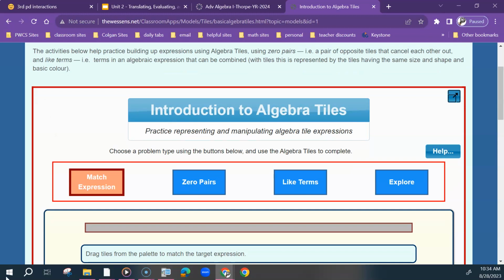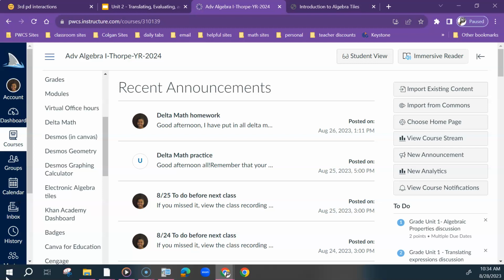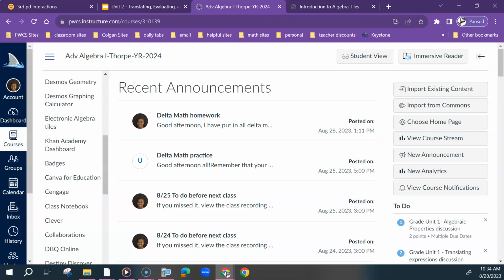So I need everyone's attention up here. I know who wants to play with algebra tiles. Give me 2 seconds. If you ever want to play with the virtual algebra tiles on your own time, in Canvas, there's a side link, electronic algebra tiles. It'll take you to the same link I'm going to. So you have that access whenever.